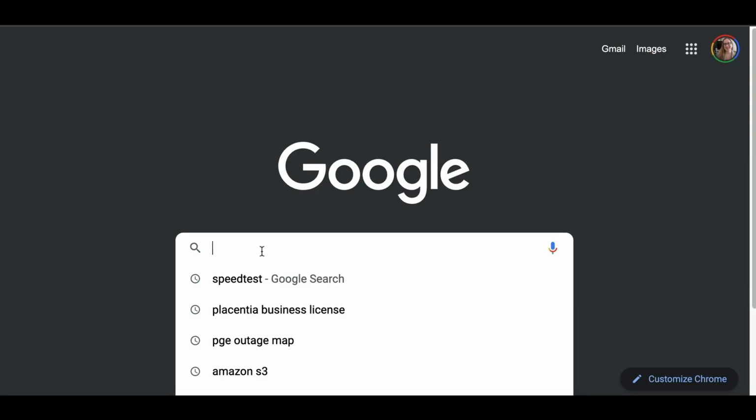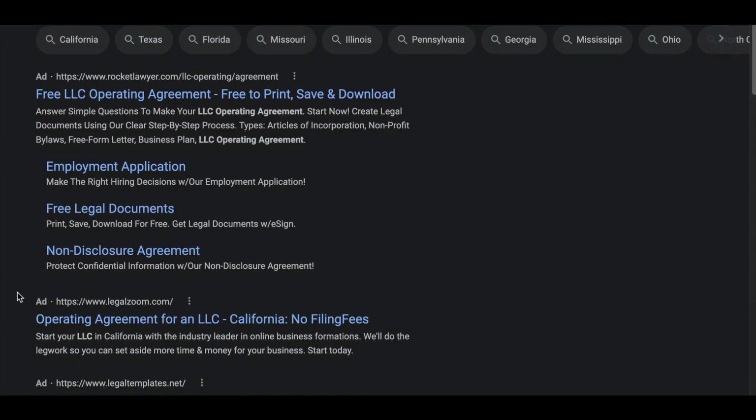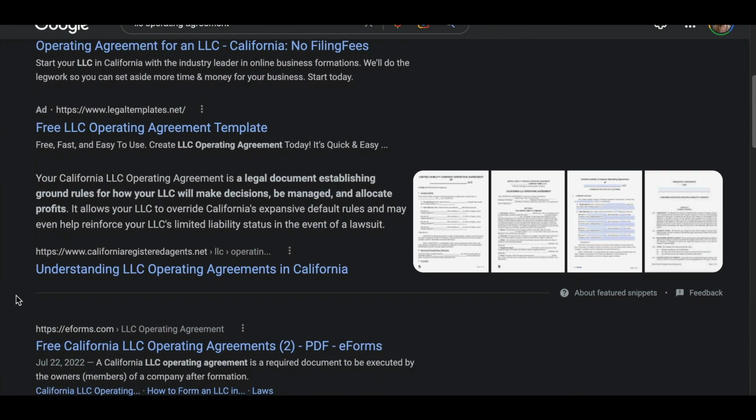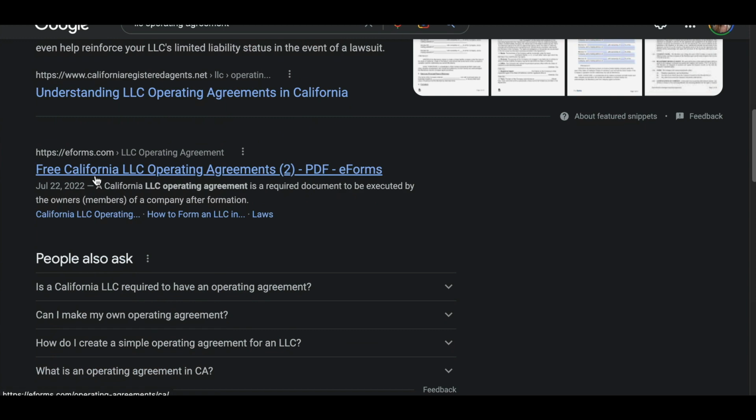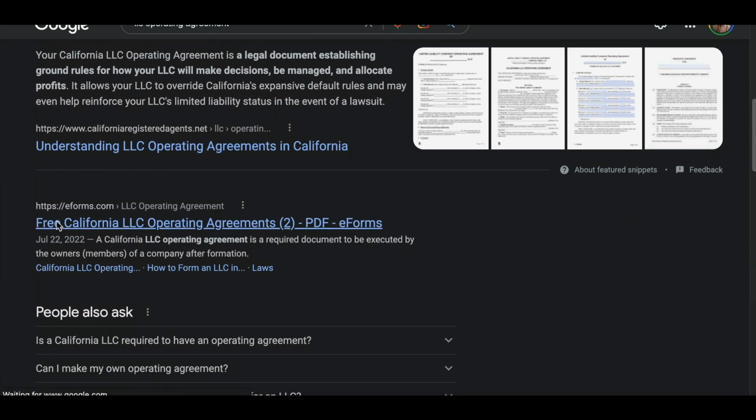And then there's also a bunch of actual services where you can pay for agreements. So we're going to look at some of what comes up when you just Google these kind of agreements. And then we're also going to look at some of the form services that you could use. So let's say I just Google LLC Operating Agreement. So what comes up? Some services that you can pay for, RocketLawyer, LegalZoom, etc. And some free LLC operating agreements is the first non-ad. So let's click on that and see what comes up.